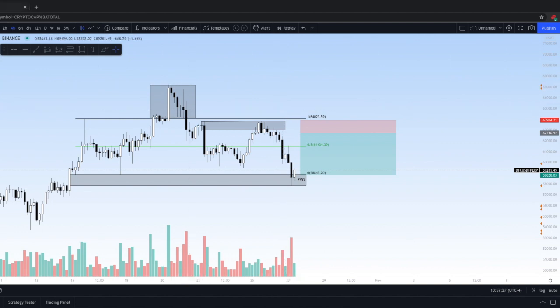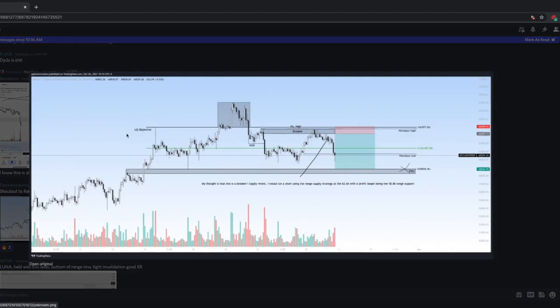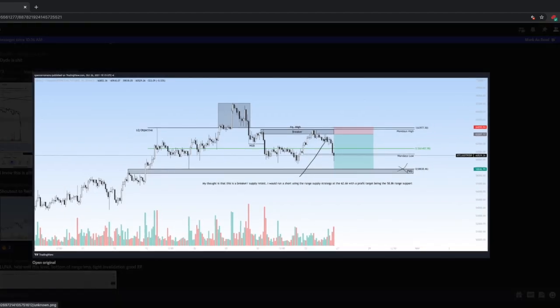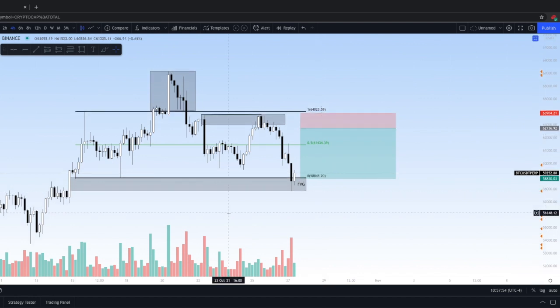So just to show proof, I posted this a little bit later than I actually entered it, but I entered about this arrow right here. This was in a Discord chat, Kick It with Kaz, and I entered right about that arrow, and my profit target was 58.8K, which, if you look on the chart, it did hit. So what I want to do is just show you how I got to that point.